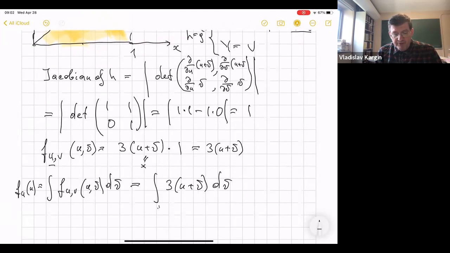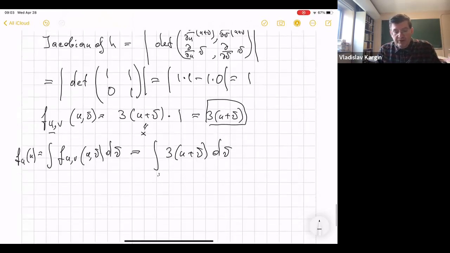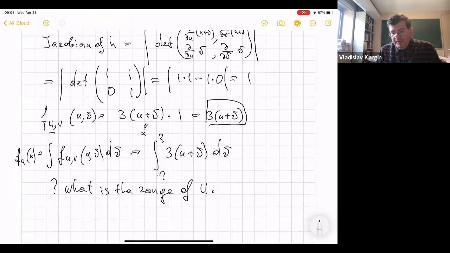The only thing is, integral over what region? So what are the bounds of this integration? To figure out the bounds, we need to know not only that the density is equal to 3u plus v, but also where it is equal to 3u plus v. And what is the range of u and v? So the question here is, what is the range of u and v?